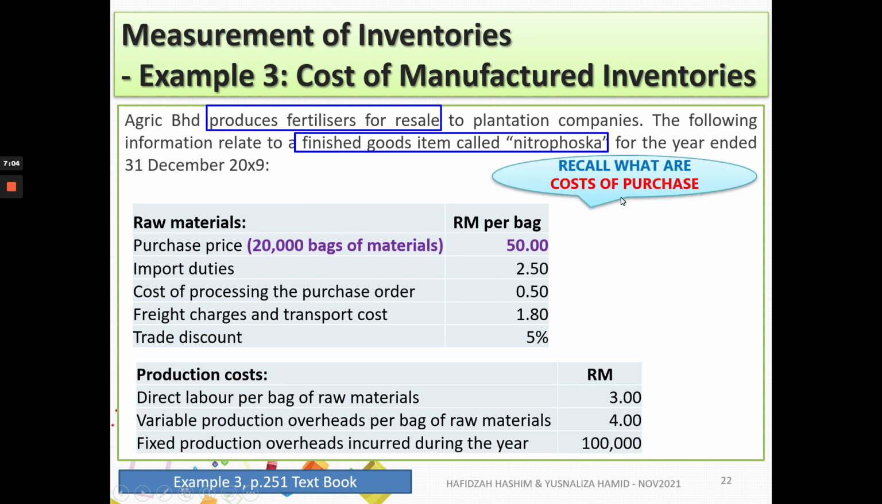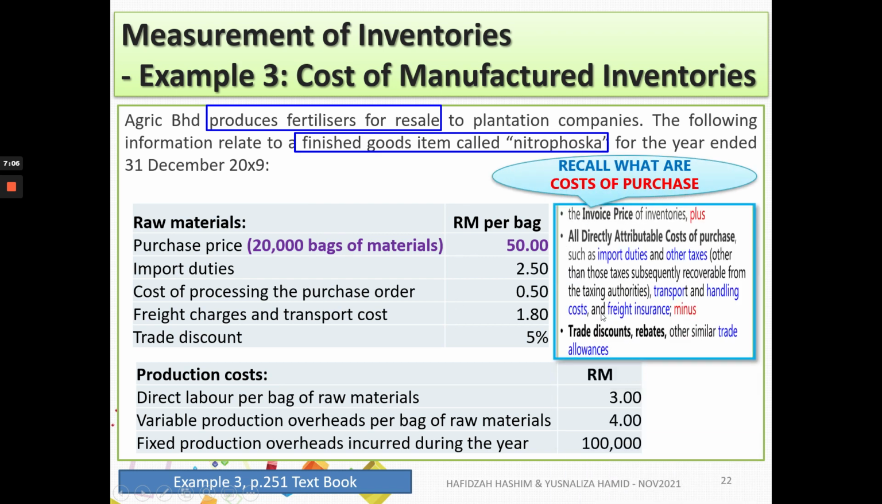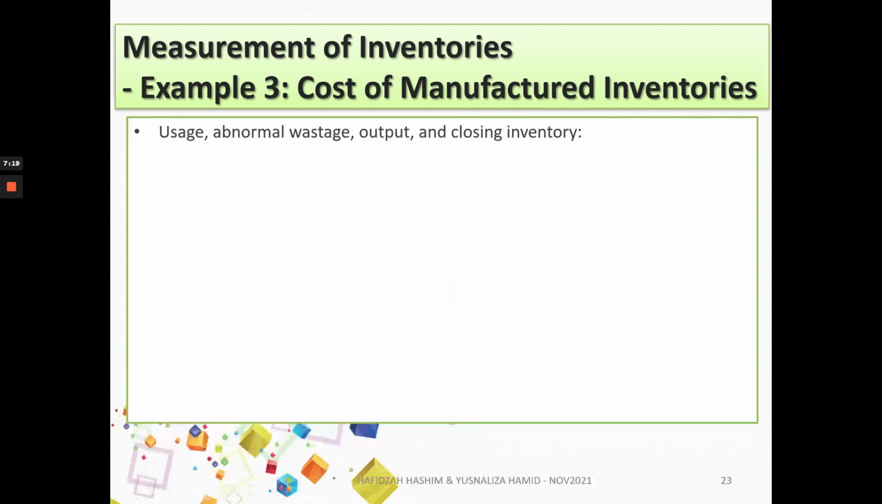Let's recall again what the cost of purchase is. These are the costs of purchase as I mentioned earlier, in case you have forgotten. You will have to take note of which costs shall be included and which costs shall not be included.